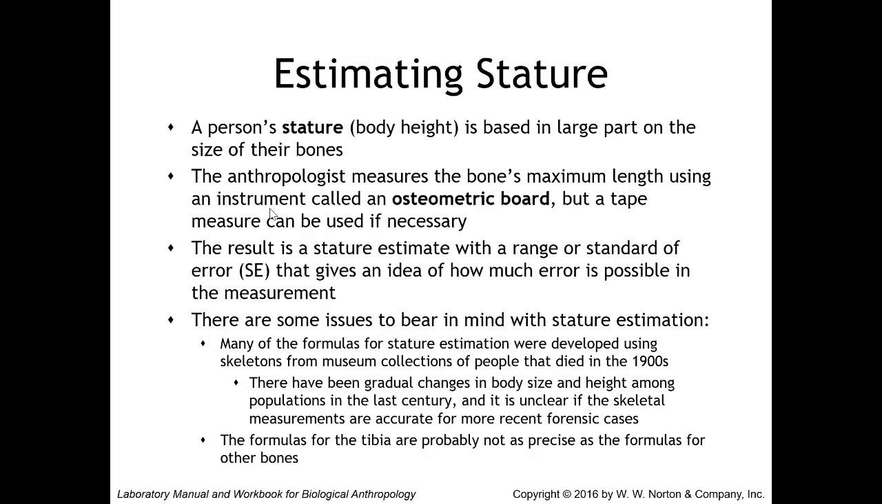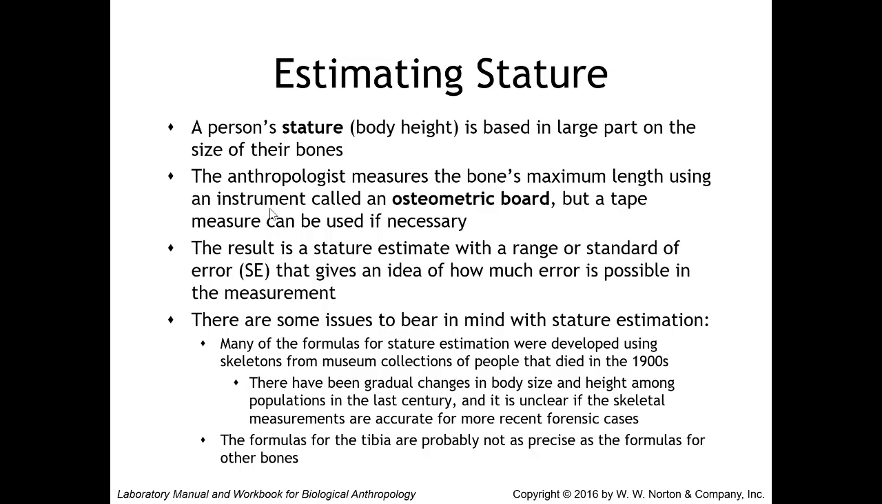So the anthropologists will measure the bone's maximum length, and they'll use an instrument that we call the osteometric board. But you can also use a tape measure. It's very easy to use. All right. This measurement then is entered into a formula that is dependent on the individual's sex and ancestry. The result is a stature estimate with a range or standard of error that gives an idea about how much error is possible in the measurements.